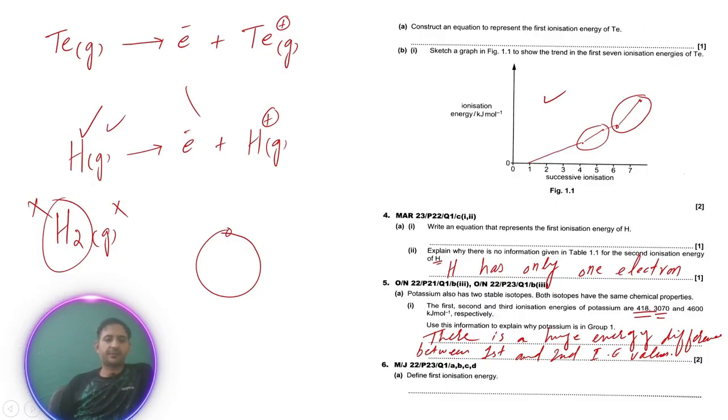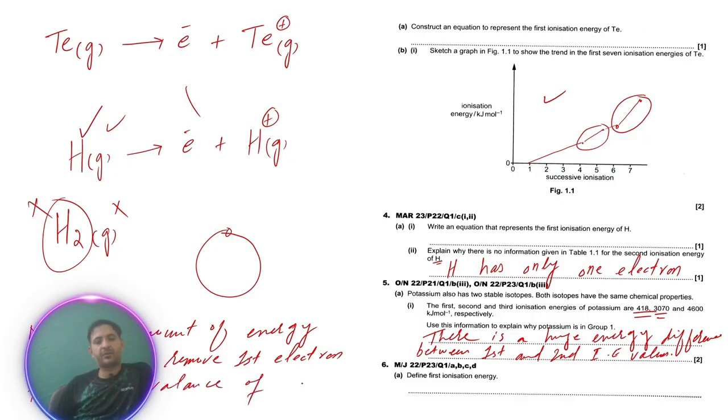It is the minimum amount of energy required to remove, because he is saying first ionization energy, to remove the first electron from the valence shell.